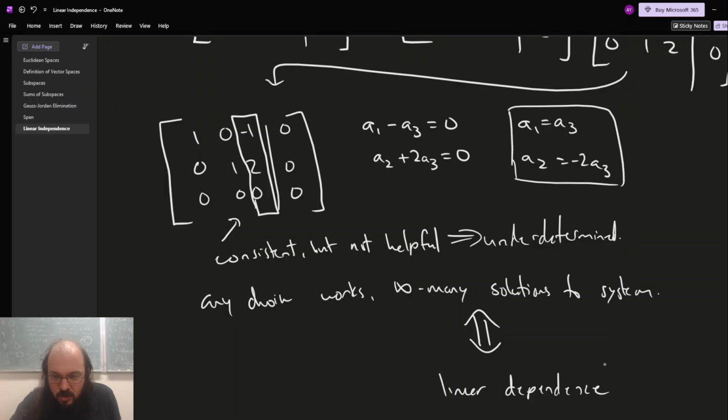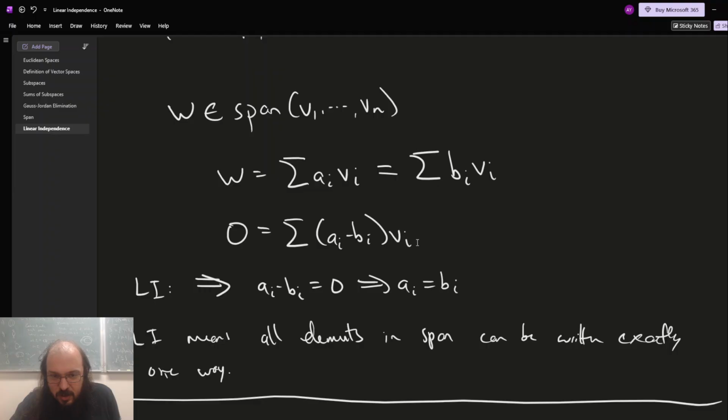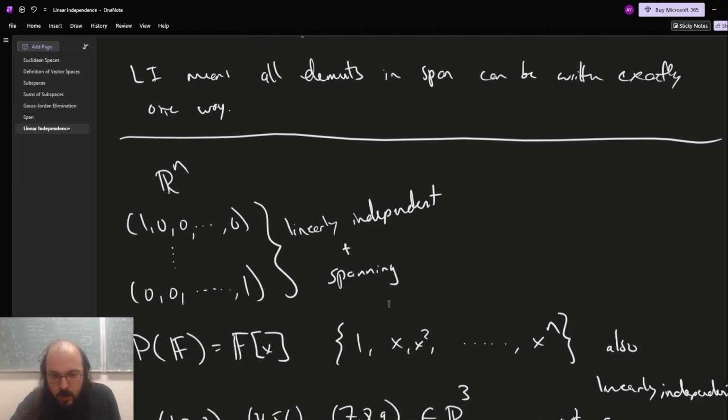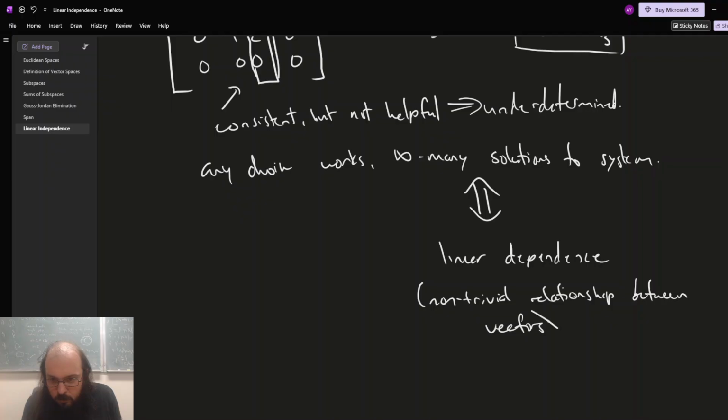Linear dependence is just the opposite of independence. It means that it's not the case that this is forced to be 0, or in other words, there is a non-trivial relationship between the vectors. So linearly independent means that there's no relationship between them. Linear dependence means that some of them are combinations of the others.